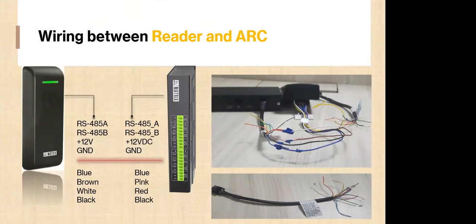And here is the wiring between the reader and the ARC. So it's five wires. Is that correct, Minesh? Five wires. One, two, three, four. It's a four-wire communication, and so RS485 A, B, and power supply. Right, that's correct. There are four wires, and an additional shield cable.